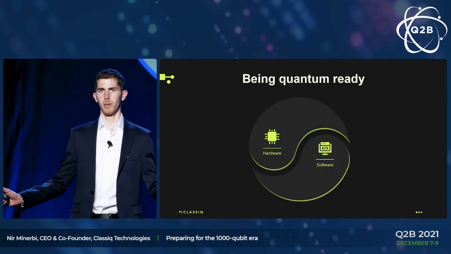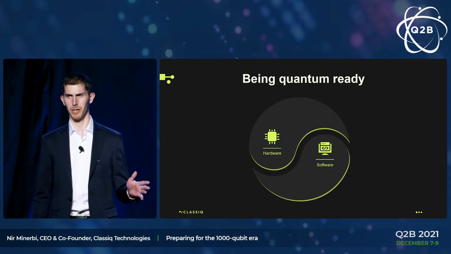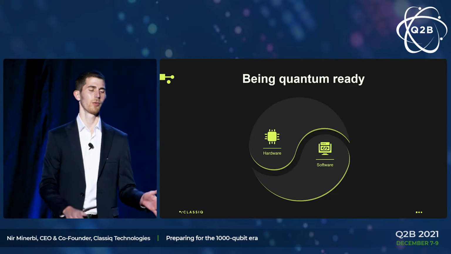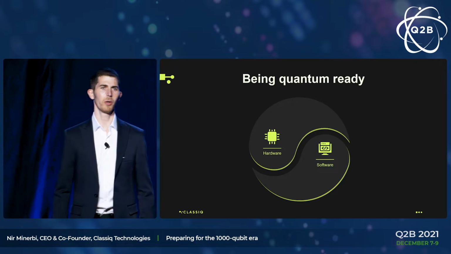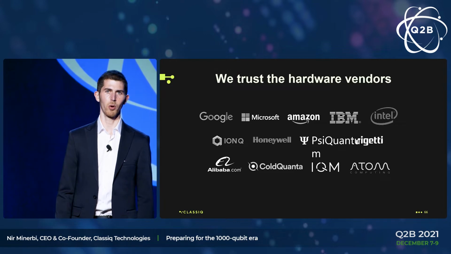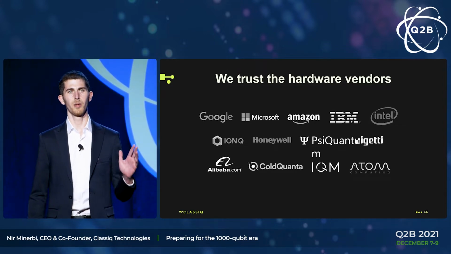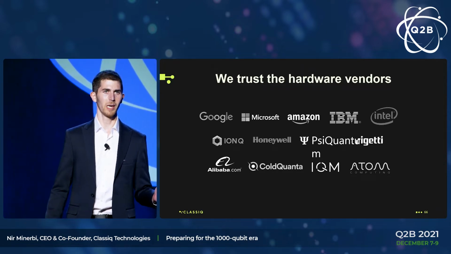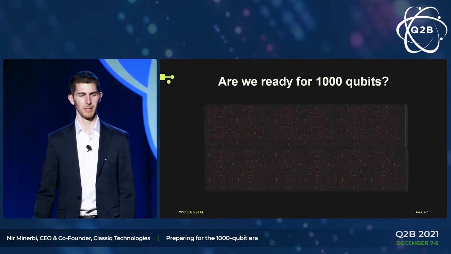So we all want to be quantum ready, right? And sorry, I'm going to oversimplify quantum readiness. Basically, it's about hardware and software. I'm not going to speak about hardware, not because it's not important, it's very important, but because we trust the hardware vendors, right? We see the progress, more qubits, better quality, and we have good reasons to be optimistic that in the next couple of years, we'll be able to run complex circuits for hundreds and even thousands of qubits.